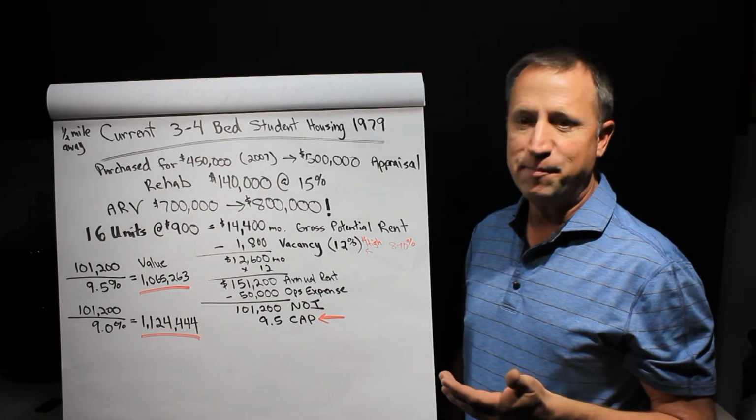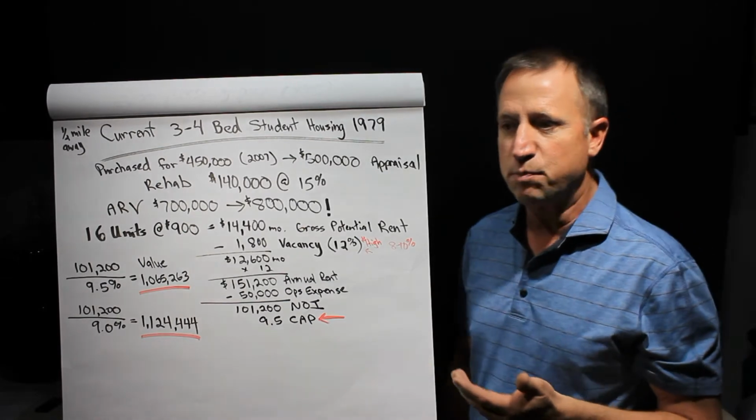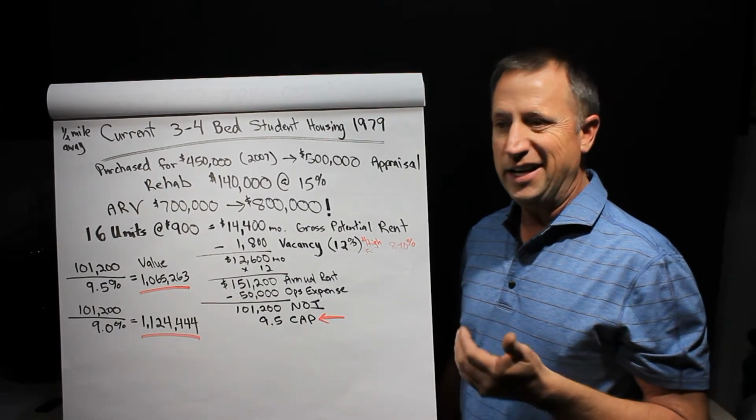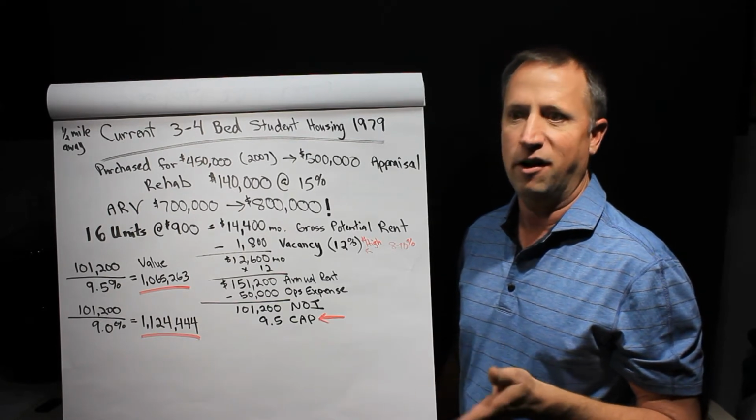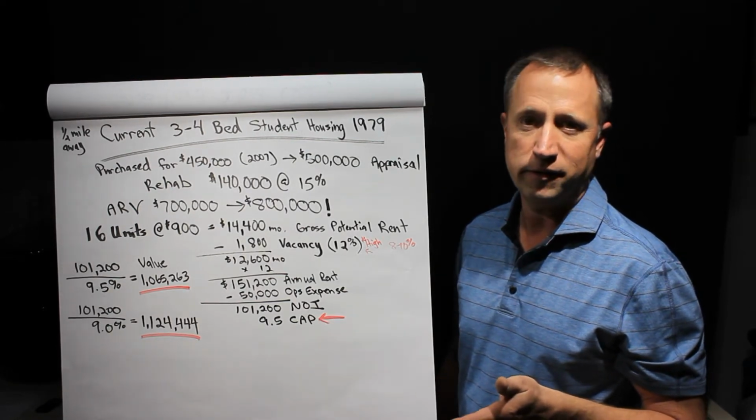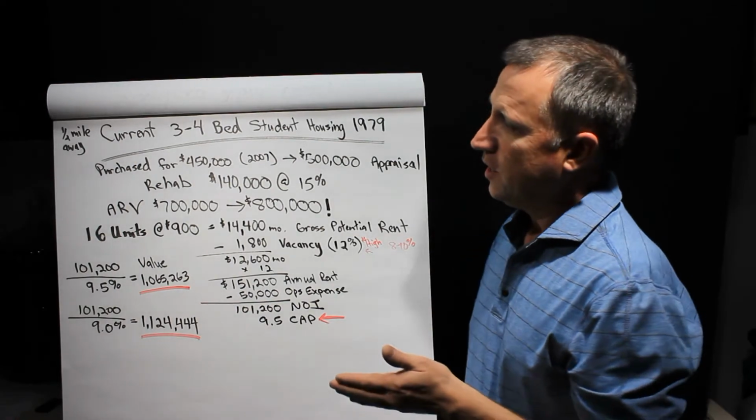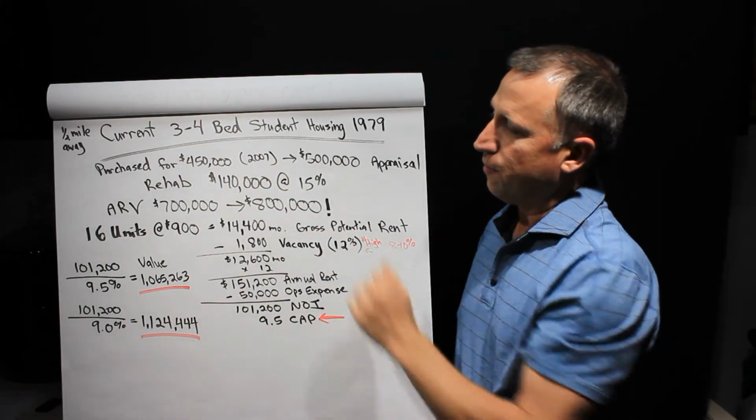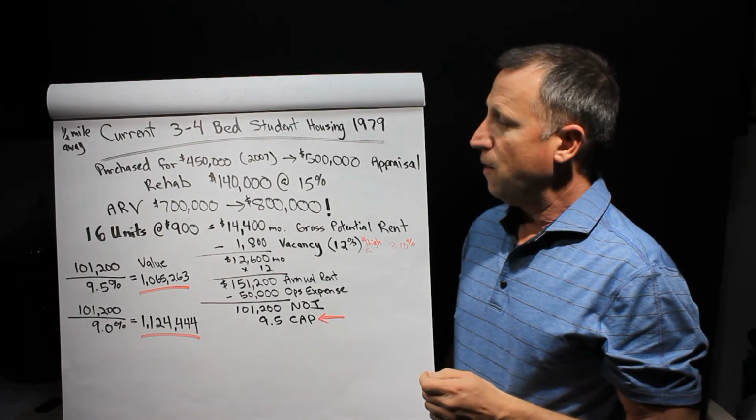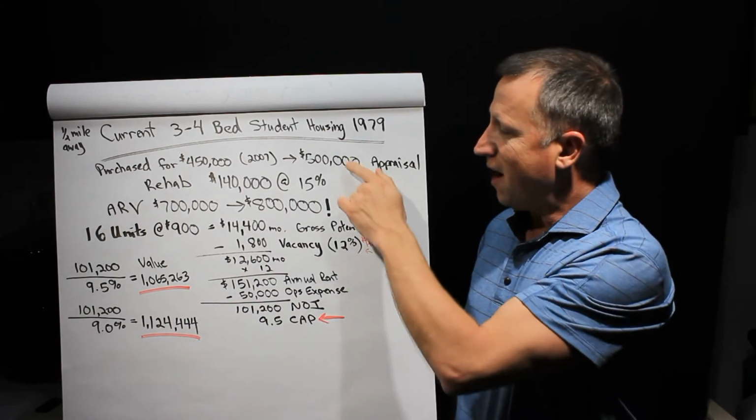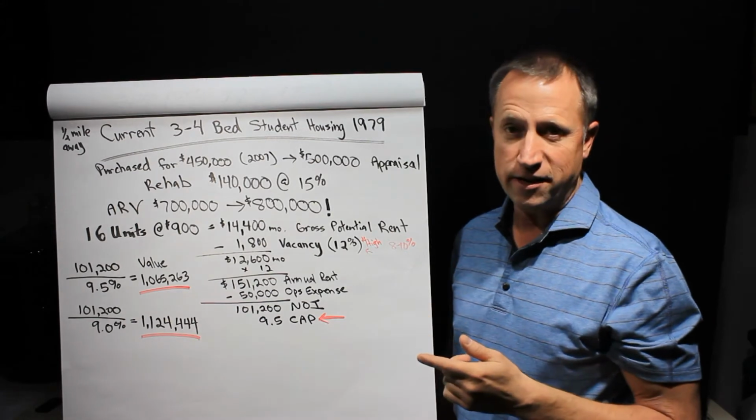It hasn't been updated. It's had new windows. They put siding on it. But interior-wise, they put a few new cabinets in there, but it's pretty much still stuck in 1979. God-awful ugly. So we purchased it for $450,000 back in 2007. The appraisal is at $500,000 as is.